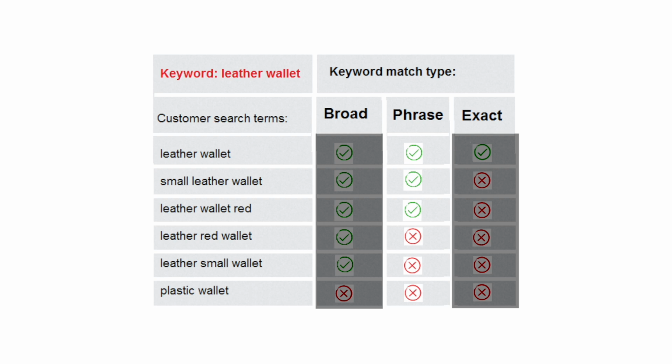Phrase match is a hybrid between exact and broad match where your ad will show up for searches that include your keyword in the exact same order, but may have additional words before or after it. So for example, your ad may show up for searches like small leather wallet or leather wallet red, but not for searches like leather red wallet or plastic wallet.